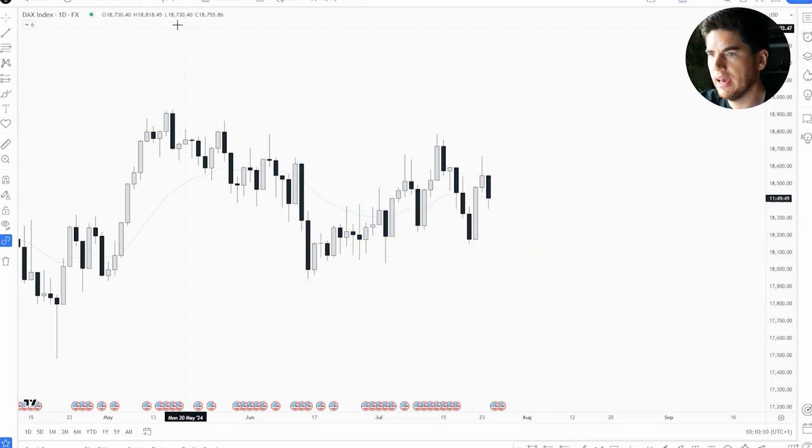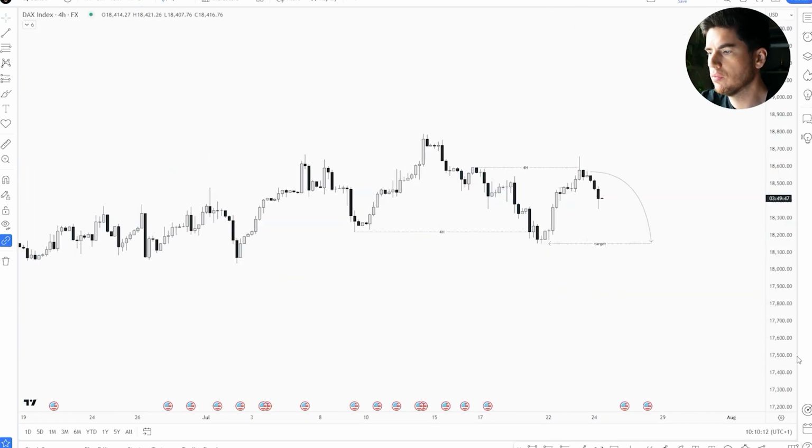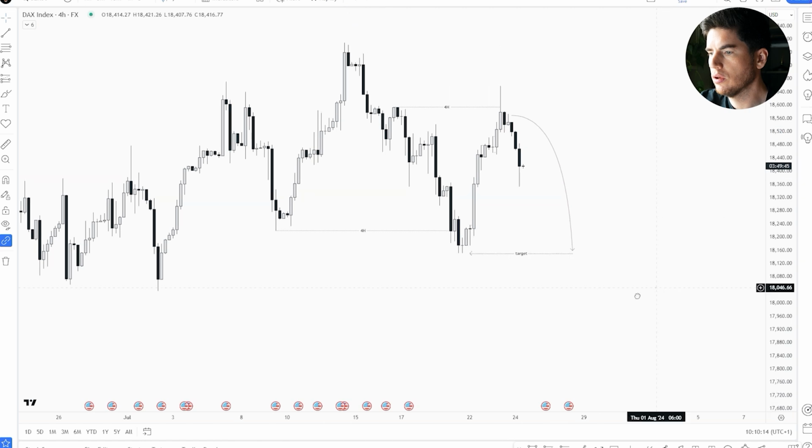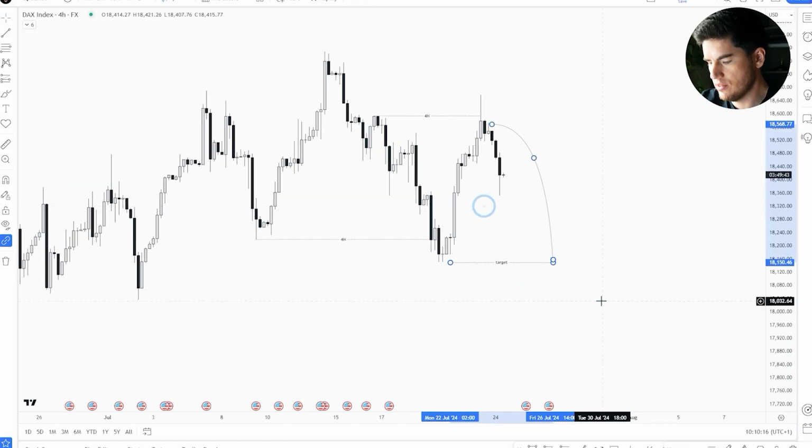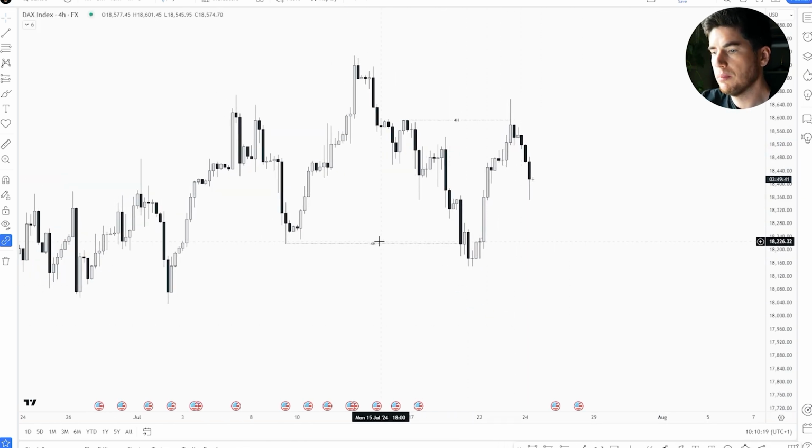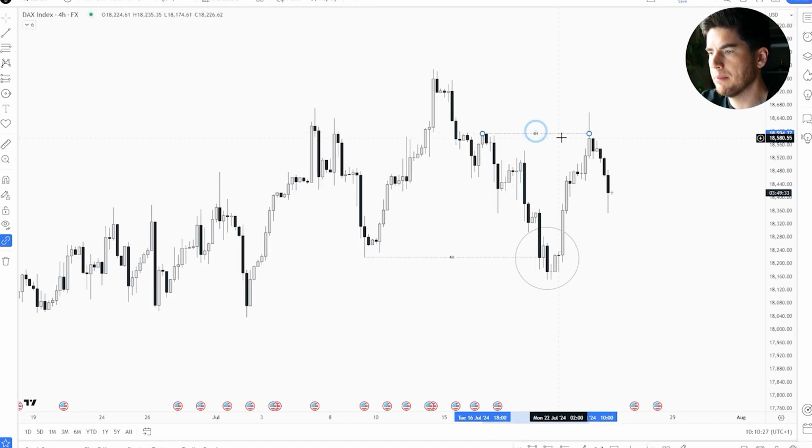If I remove that and drop down to the 4-hour, we can see, if I remove these, that's for today, we can mark it out as a 4-hour low, we can mark it out as a daily low. It doesn't really make much of a difference, but this is the reaction I'm playing away from, and this is the 4-hour high I'm playing towards.